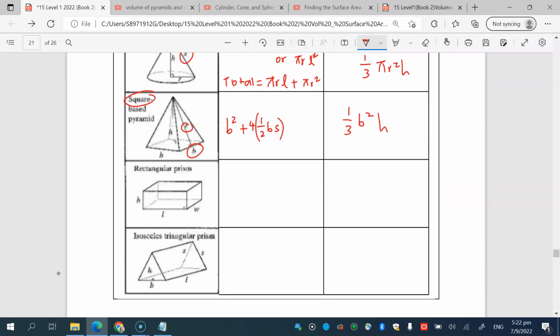And then for rectangular prism, very easy. The volume is just length times width times height. You learned this in primary school. For the surface area, there are 2 of these L times W, right? So 2 times LW plus 2 times WH for this part over here, WH, and then plus 2 times LH.